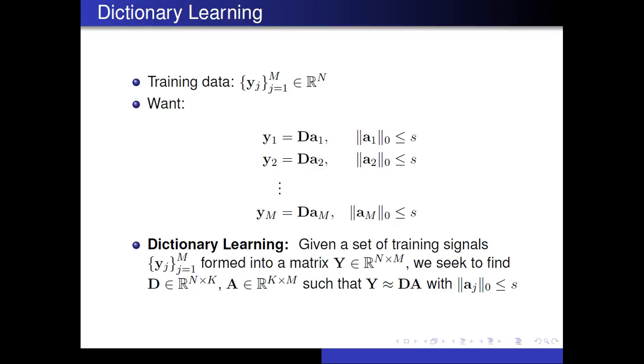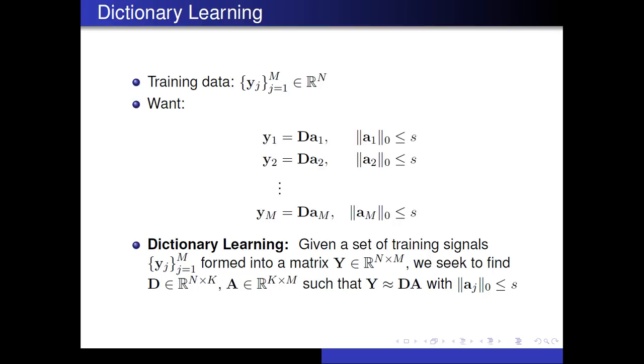So this is the problem. We have training data, vectors y1 through ym. We want to represent all of them as sparse combinations from the elements of a common dictionary. The dictionary is fixed, and we're going to pick different sparse combinations, different sparse vectors. But now we want to learn a common dictionary that will allow us to do this for this data.